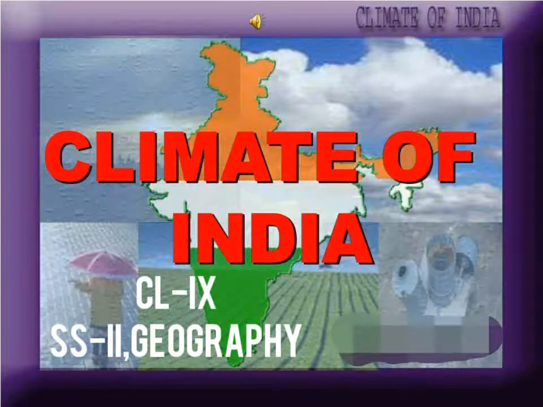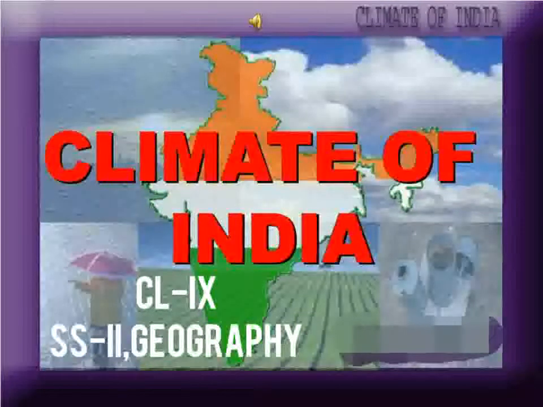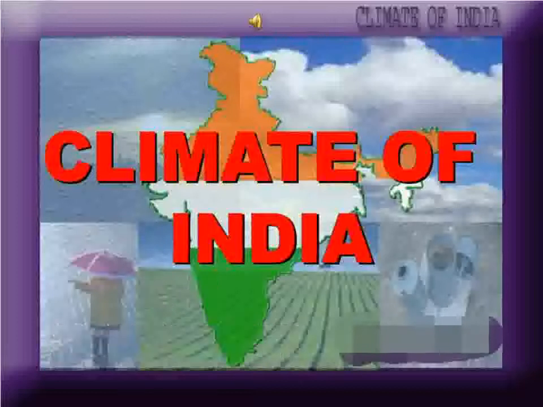We are going to study about climate of India, chapter 4. India is a land of climatic contrast. It is a vast country and due to its size and location, there are great regional variations in its temperature and rainfall pattern. Okay.